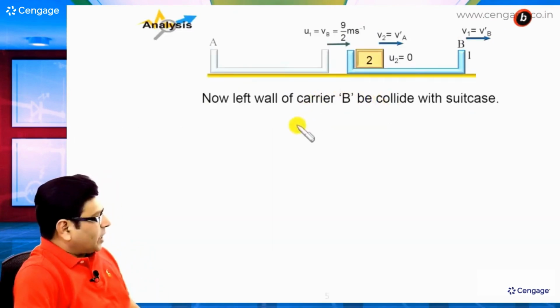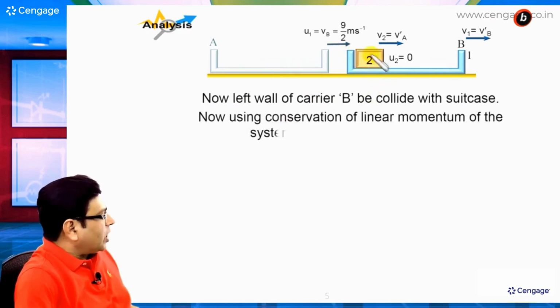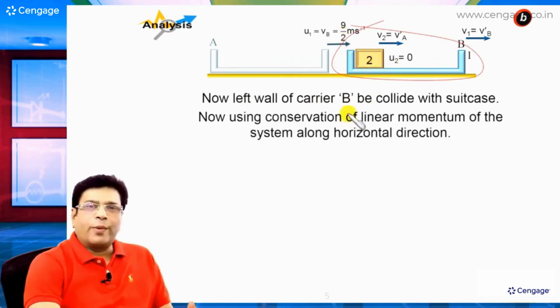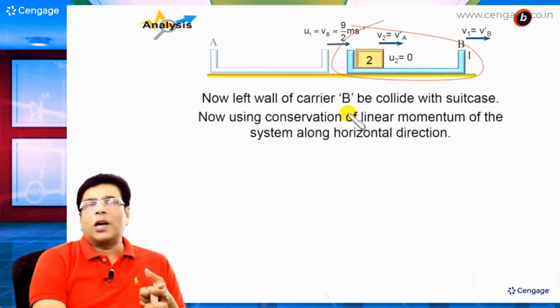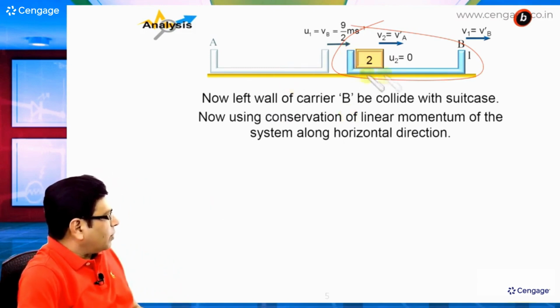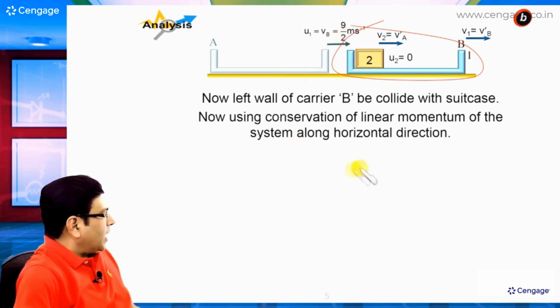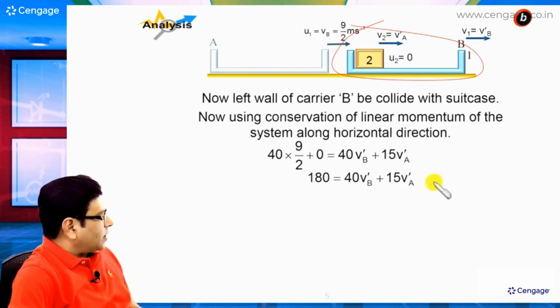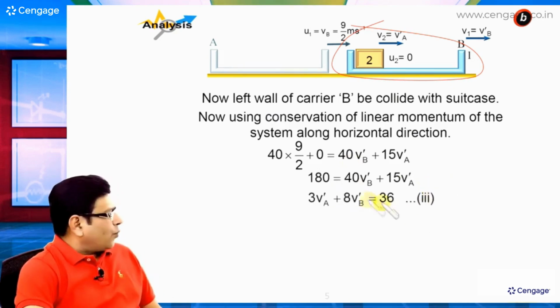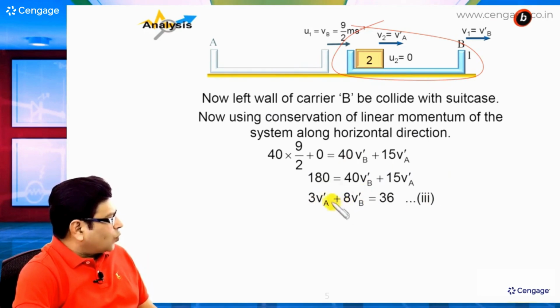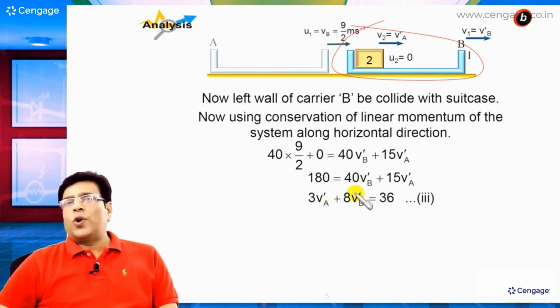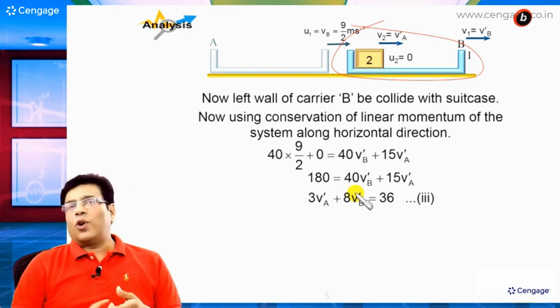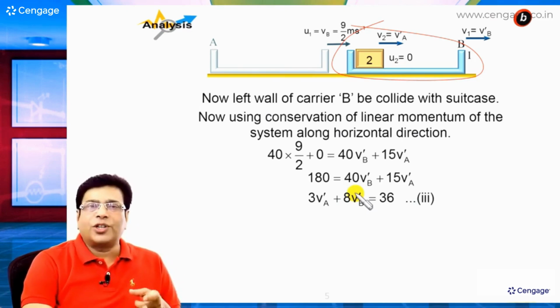Now we can conserve the linear momentum. Again, initial linear momentum should be equal to final linear momentum. Initial linear momentum is equal to 40 multiplied by 9/2. This is 40 kg mass, and velocity initially is 9/2. And this was at rest. So this will be the linear equation in terms of VA dash and VB dash. This is equation number 3. We can observe here again we have two unknowns, VA dash and VB dash. That means two unknowns, we need one more equation, and one more equation will be through the coefficient of restitution equation.